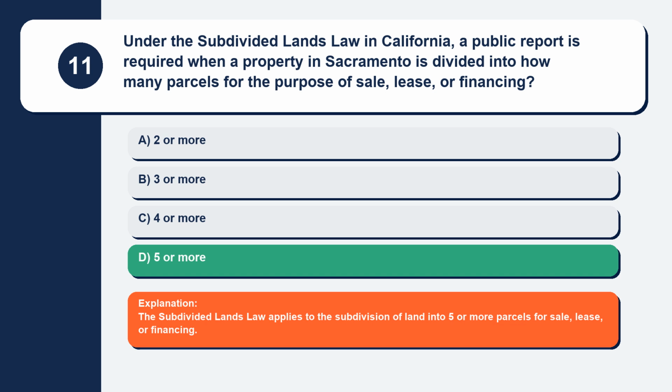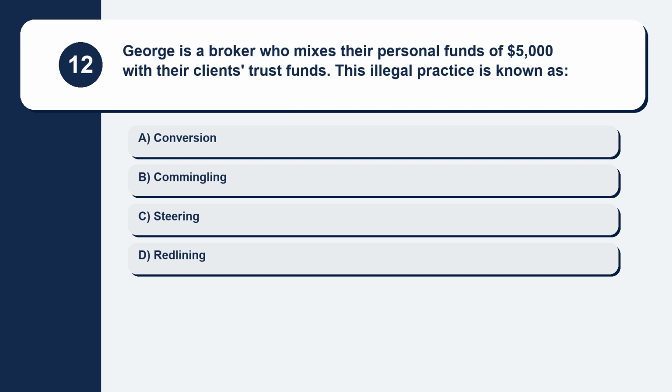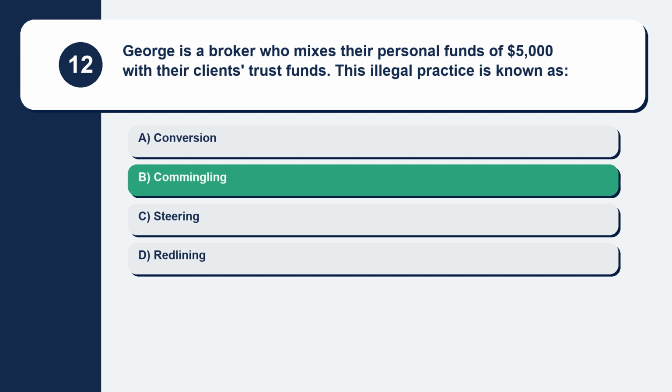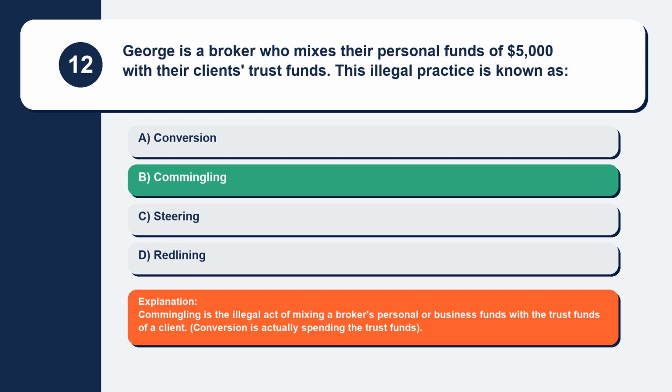Question 12. George is a broker who mixes their personal funds of $5,000 with their clients' trust funds. This illegal practice is known as. Here are your options. Option A, conversion. Option B, commingling. Option C, steering. Option D, redlining. The correct answer is option B, commingling. Explanation: commingling is the illegal act of mixing a broker's personal or business funds with the trust funds of a client. Conversion is actually spending the trust funds.